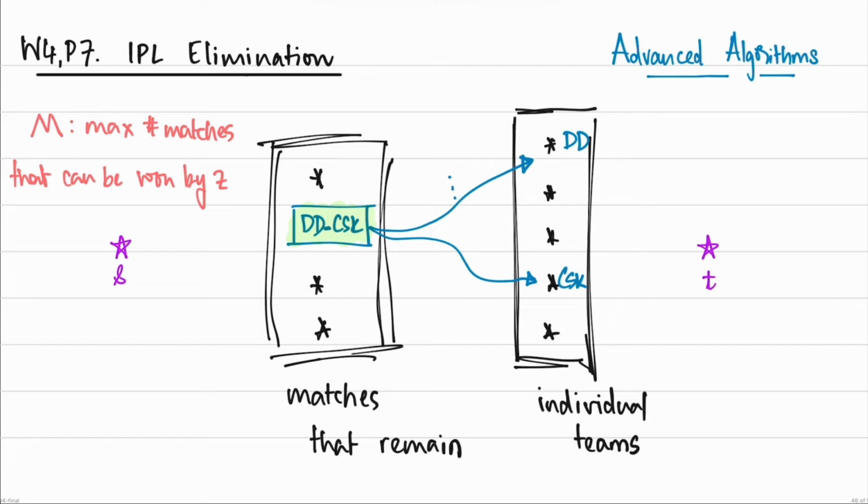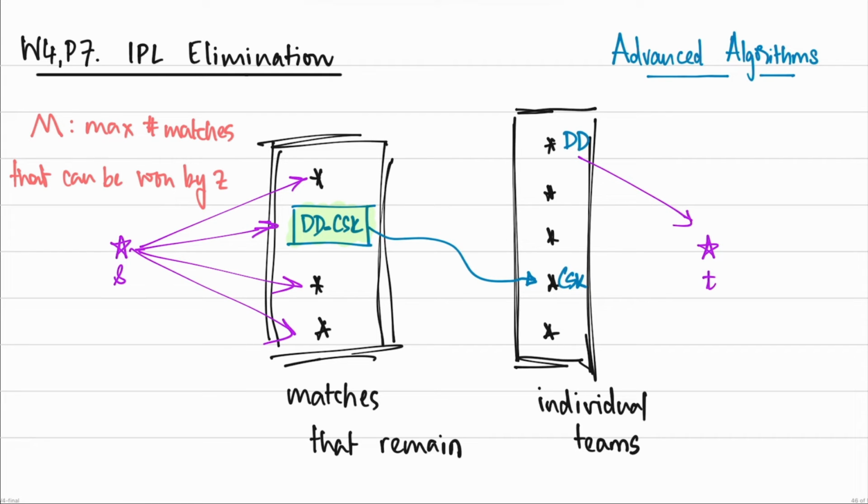If you have a certain amount of incoming flow into the DD CSK node, then you want that flow to be split across DD and CSK, and that split will actually give you a hint about how many matches go which way, right? So to talk about that a little bit more, let's actually finalize these edges as well. So we have edges going from S to all the pairwise teams, and we have edges coming from all the individual teams down to T, right?